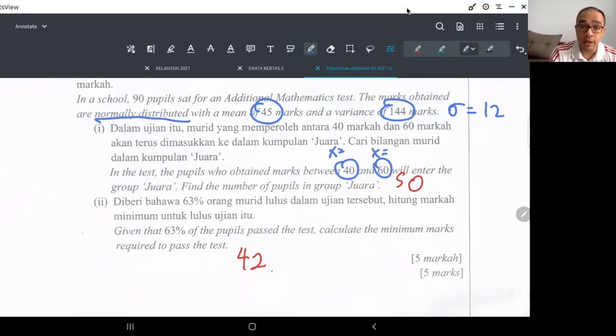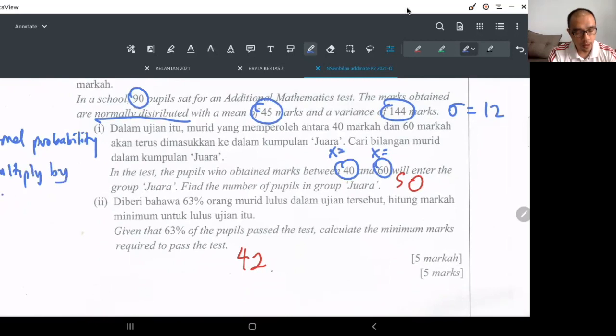So in order to find the number of pupils, you have to find the probability and then multiply by 90, which is the number of students.